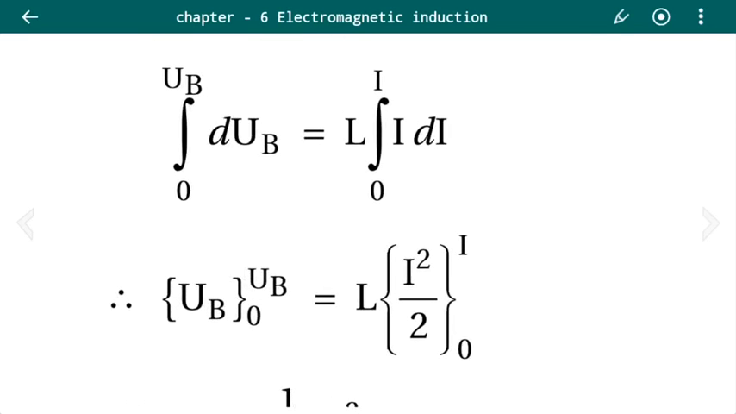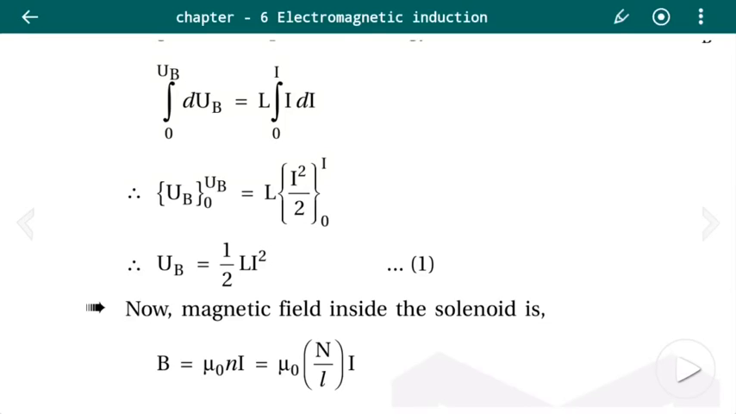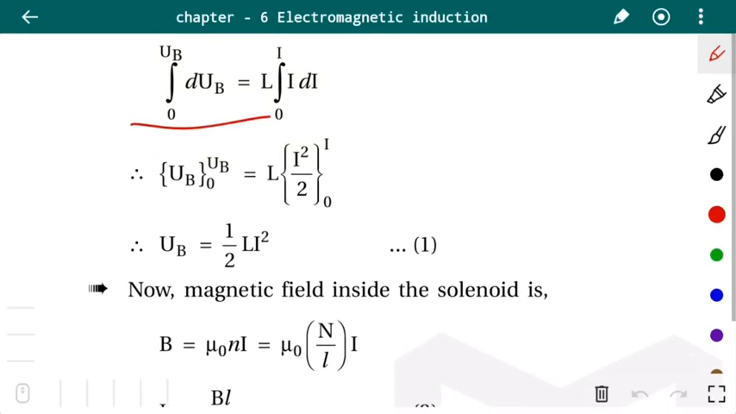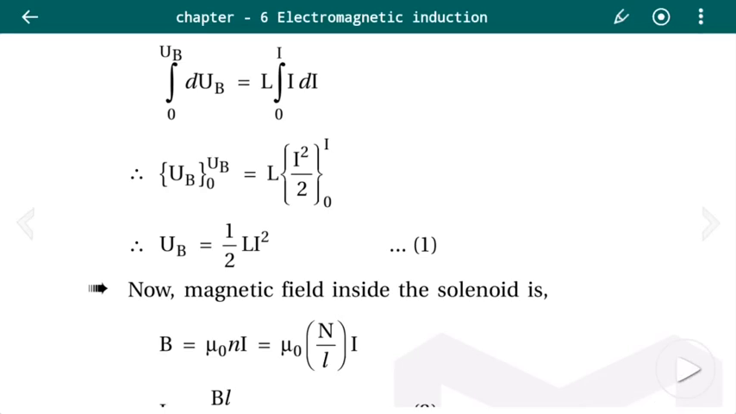So, over here, integration of dUB, we get UB, taking lower limit 0, upper limit UB, and on the right hand side, L will be common, it is constant, so it is taken outside. Taking integration of current, we get I square by 2, lower limit is 0, upper limit is I. So equating this, we get UB equals half Li square.